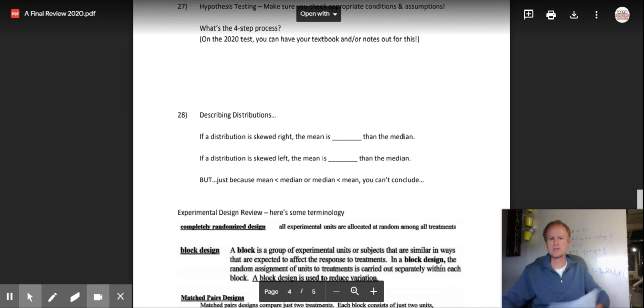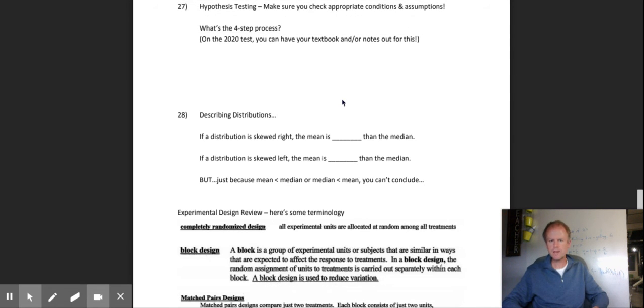All right, question 28, describing distributions. If a distribution is skewed to the right, then we would say that the mean is going to be larger than the median. So remember, skewed right means you've got a tail to the right. The mean isn't resistant to that skew, so that mean is going to follow the skew. If a distribution is skewed left, the mean is going to be less than the median because that mean is going to be stretched to the left side because it's going to follow it.